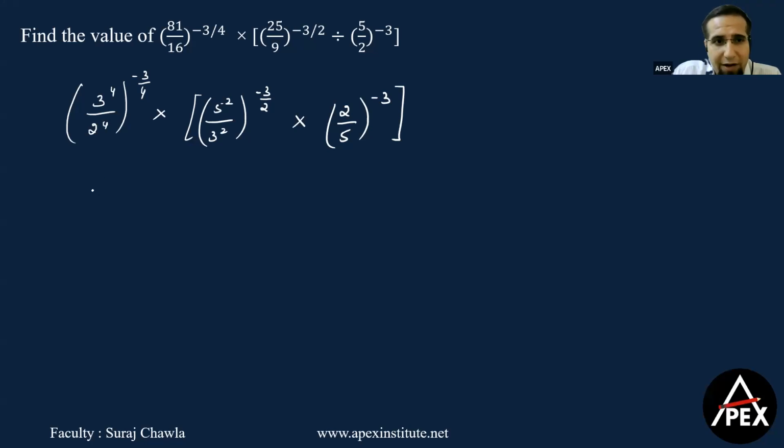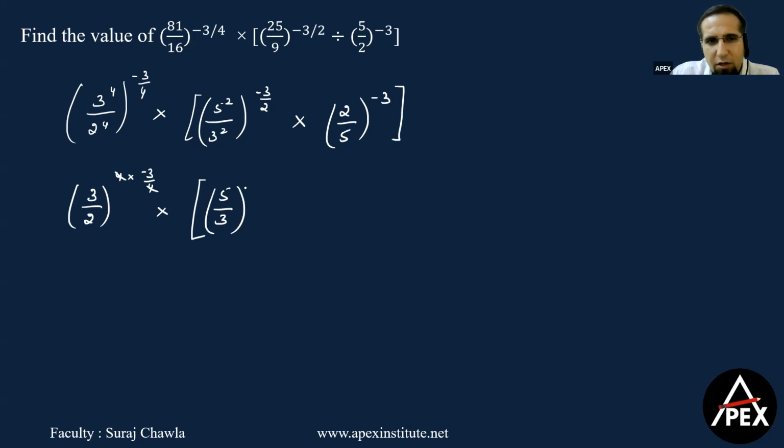Now, we can write this as 3 by 2 whole to the power 4 into minus 3 by 4. This 4 and 4 get cancelled. Multiplied with, this can be written as 5 by 3 whole to the power 2 into minus 3 by 2. This 2 and 2 get cancelled. Multiplied with, this can be written as 2 by 5 whole to the power minus 3.